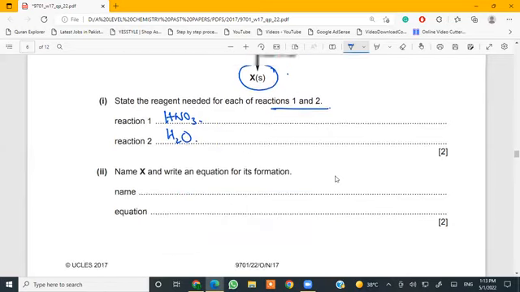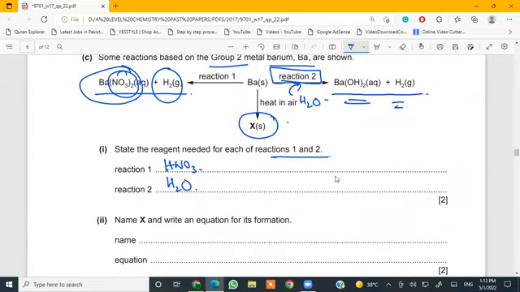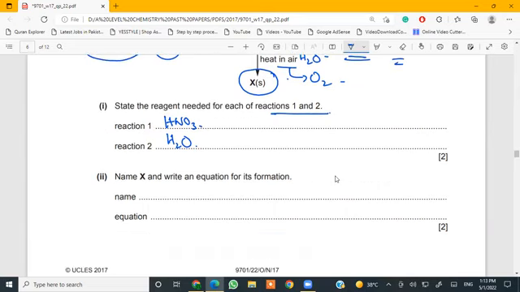Name X and write down the equation for its formation. All right, so when it is heated in air, air means it's a supply of oxygen. So it will give you barium oxide. So the name is barium oxide. Solid, right? Barium oxide is a solid. And the equation that you have, barium plus oxygen forming BaO. So let's balance it as well, because this equation always has to be balanced, and there you go.